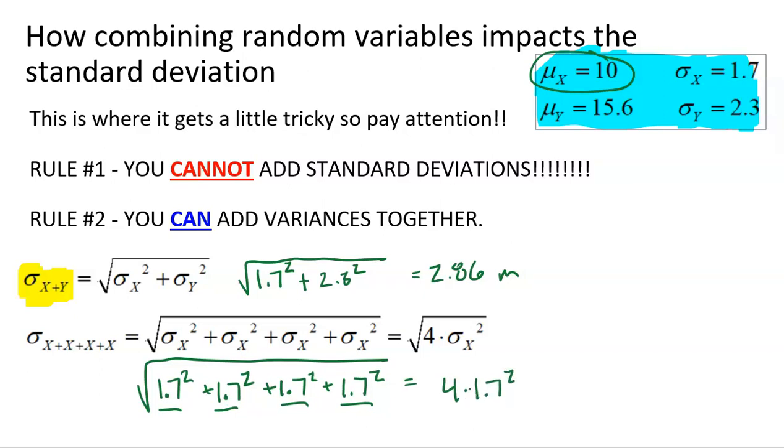I have 4 variances, but I don't have 4 standard deviations, because I just got done saying you're not allowed to multiply 4 times the 1.7, because that would actually mean you're adding the standard deviations, which you're not allowed to do. But again, after you get all of that variance, make sure you put a giant square root around it to get back to standard deviation.